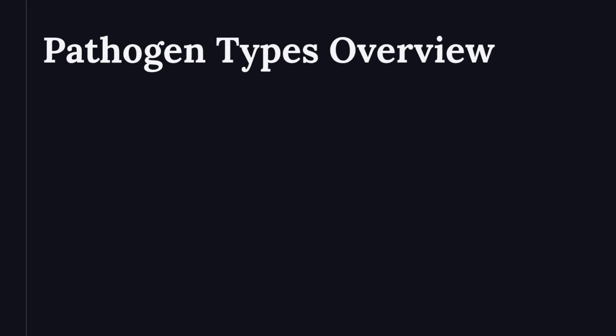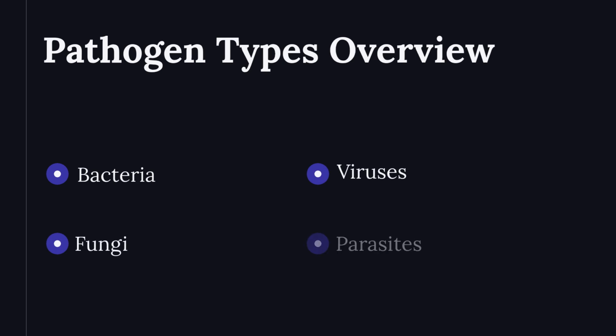Pathogens include bacteria, viruses, fungi, and parasites. Each has unique structural adaptations. These adaptations enable them to cause disease. Understanding these types is foundational. It aids in developing control strategies.